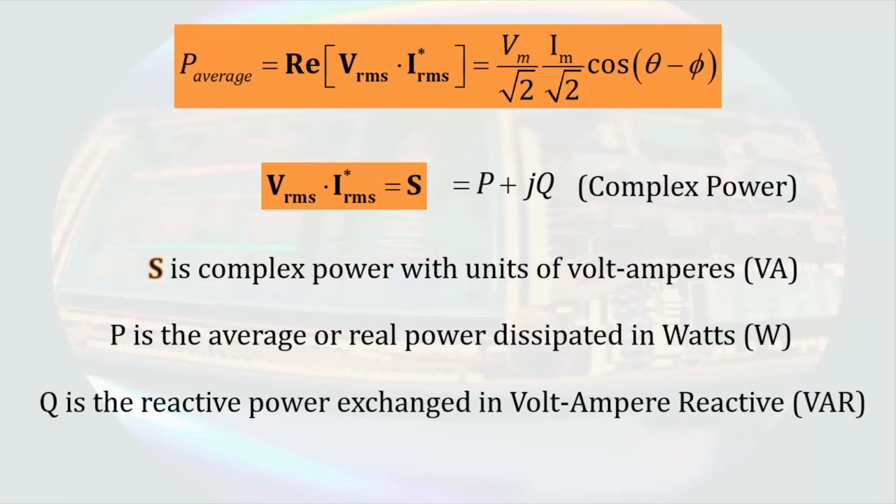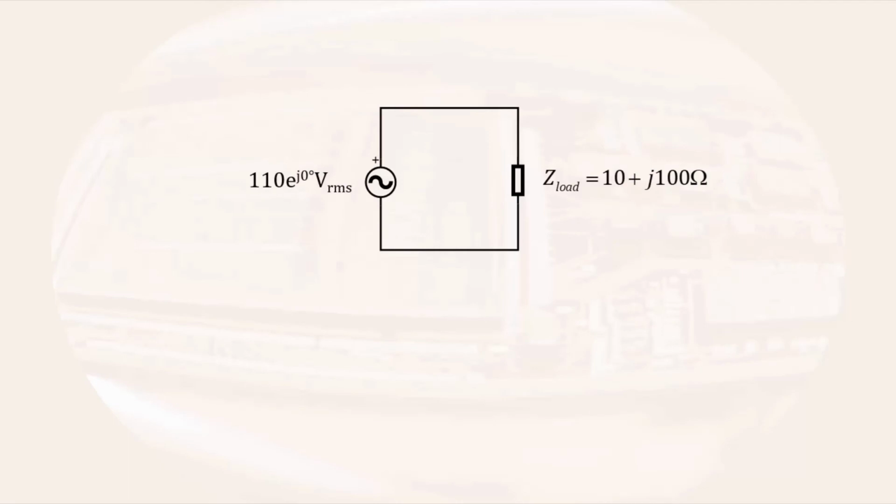So what do each of these quantities mean? Maybe the best way to get an idea is to do a quick calculation. If we assume a simplified model of the core of an induction motor at 60 Hz, the impedance might be something like 10 plus j100 ohms. If the voltage across the core is 110 volts RMS with no phase angle, the current will be 109 amps RMS with a phase angle of negative 84.3 degrees.